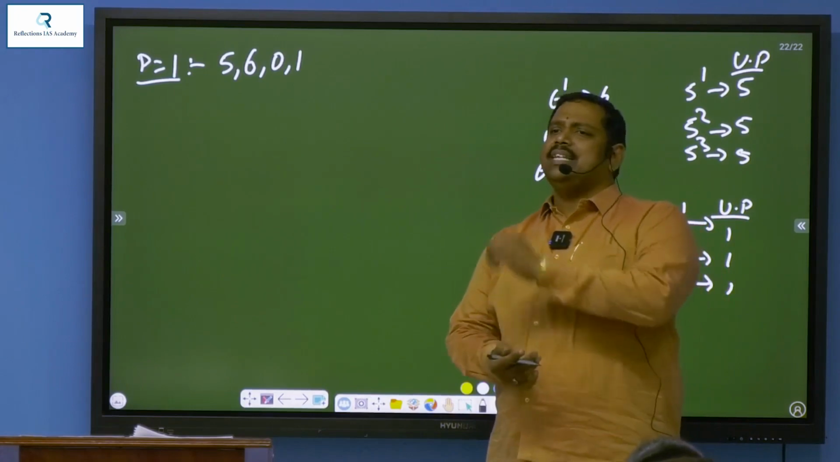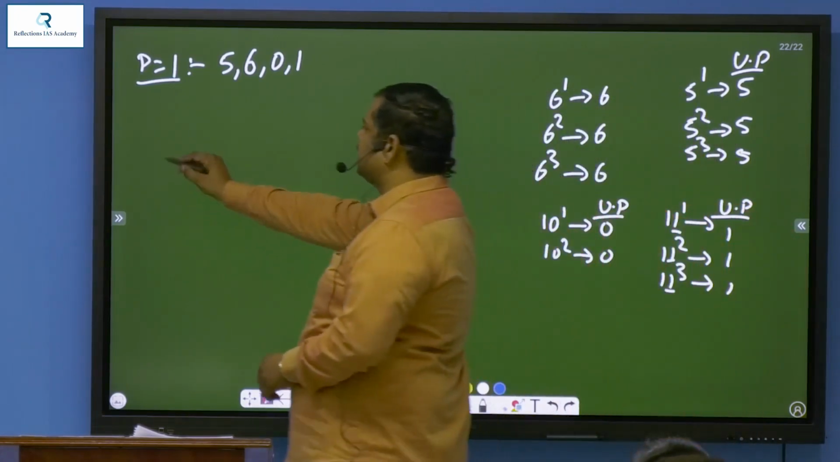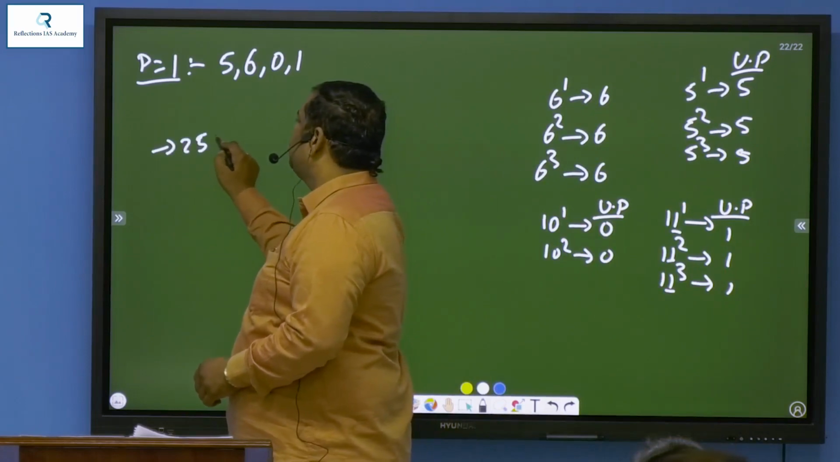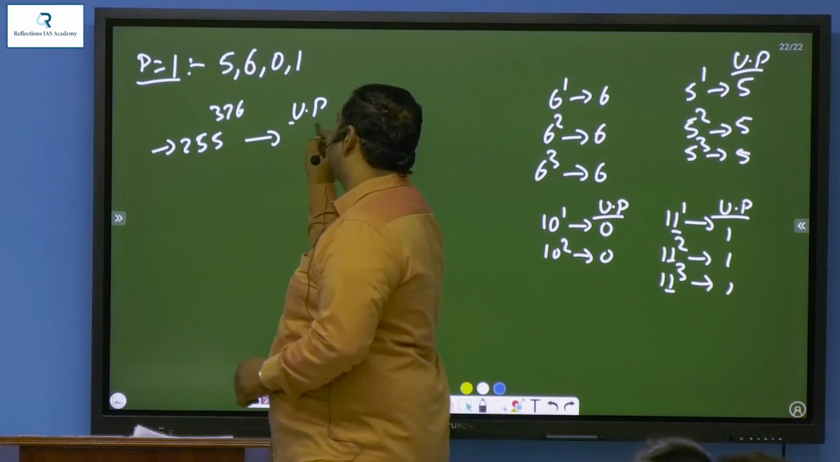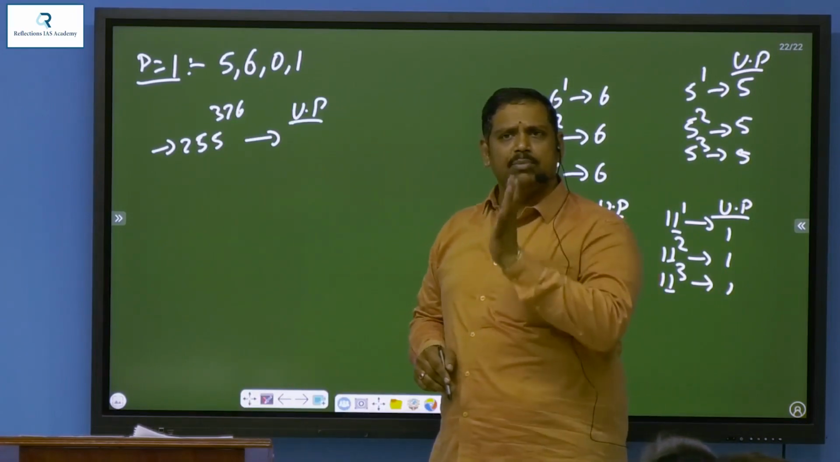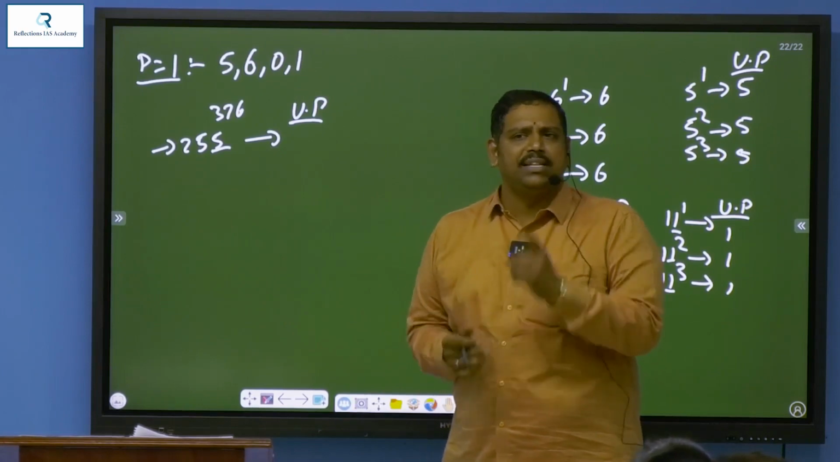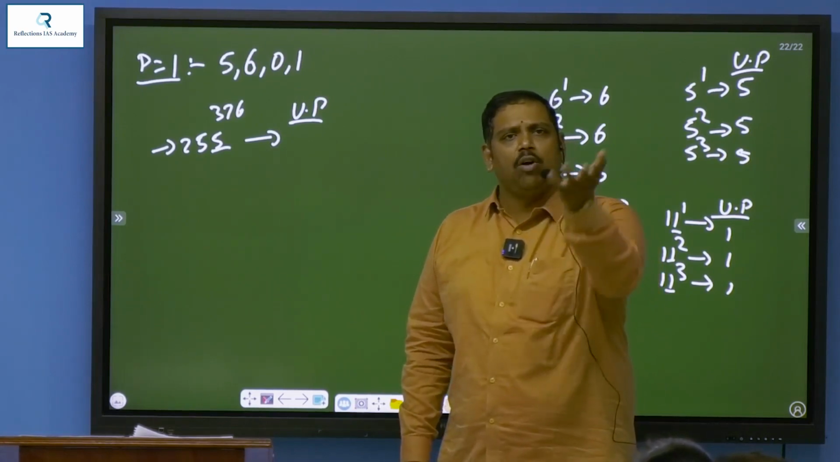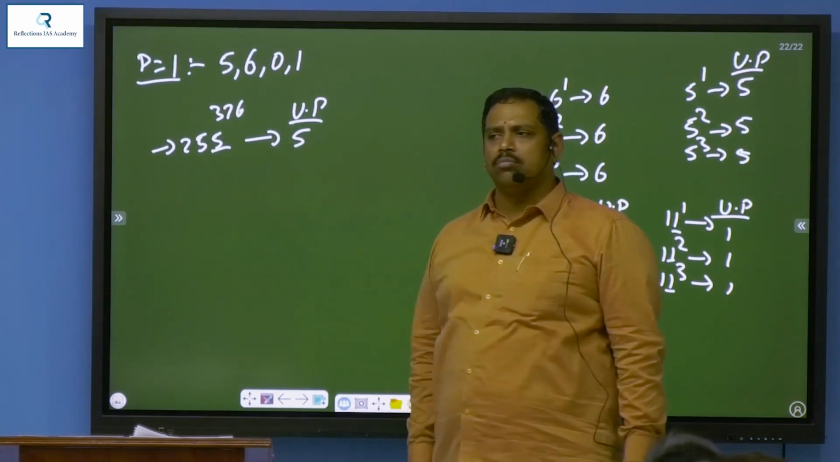Okay. Since for them the periodicity is 1, suppose someone asks a question like this: 255 power 376. What is the units place he is asking? Very simple, sir. Its units place depends only on 5. 5 means periodicity is 1. Periodicity 1 means always the same units place. So, happily the answer is 5. The game is over. Yes or no?